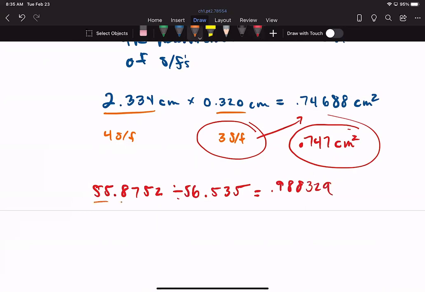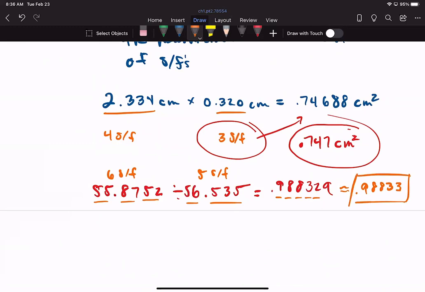I have 1, 2, 3, 4, 5, 6 significant figures, and 1, 2, 3, 4, 5 significant figures. My answer has to reflect 5 significant figures. So I need to drop that last digit, and we're going to round this to 0.98833, 5 significant figures.